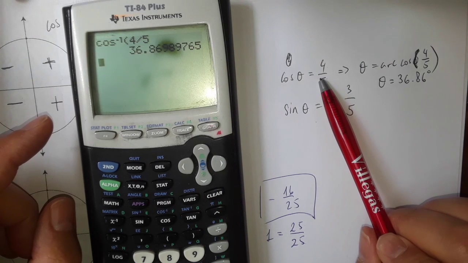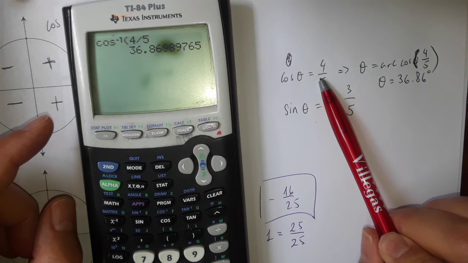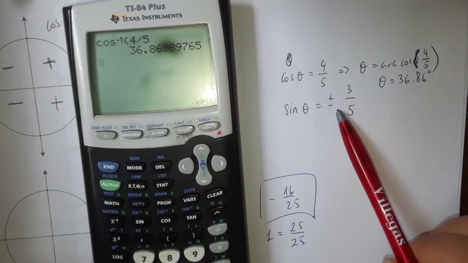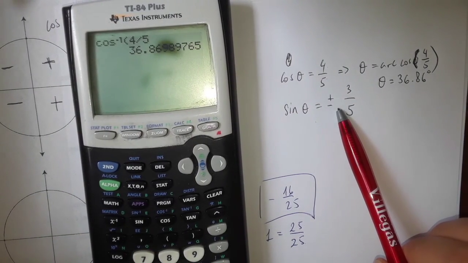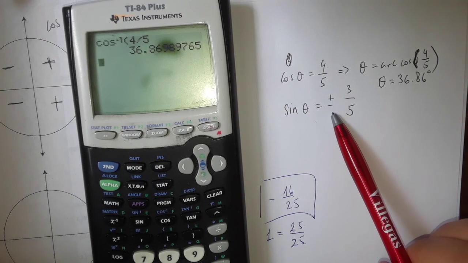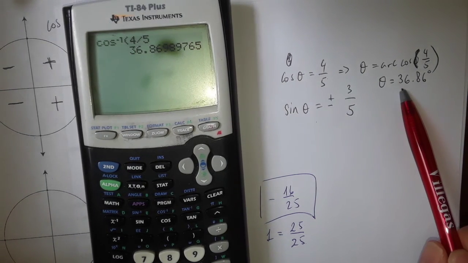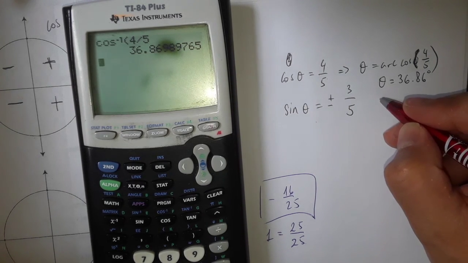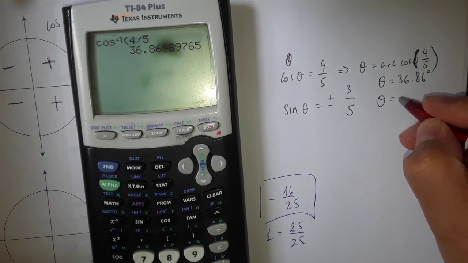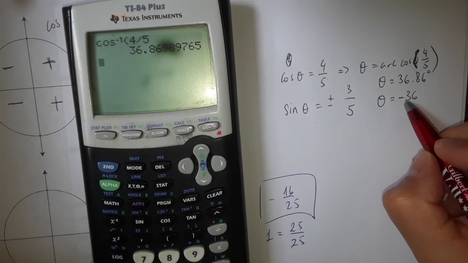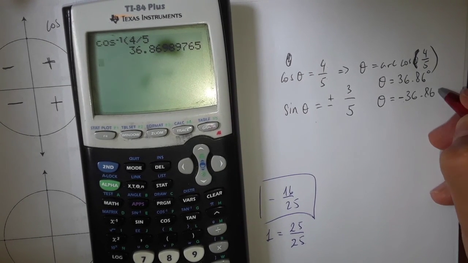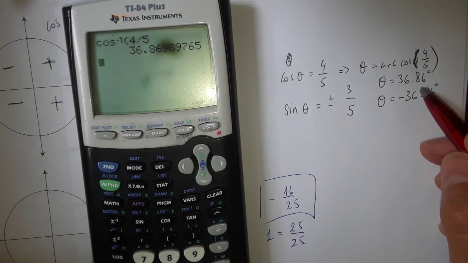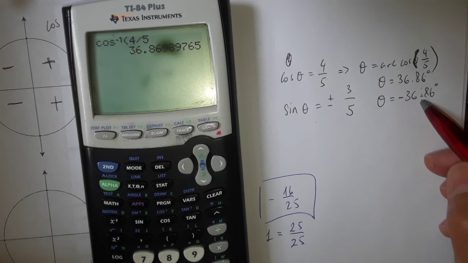Oh, sorry, but they're not asking us the angle. They're just asking for the sine, so this would be enough. I'm sorry about it. But if we still want to find the angle, we have to do the arc cosine, and then because of the symmetry, this angle can also be negative. Cosine of negative 36.86 is still the same, because cosine is an even function.